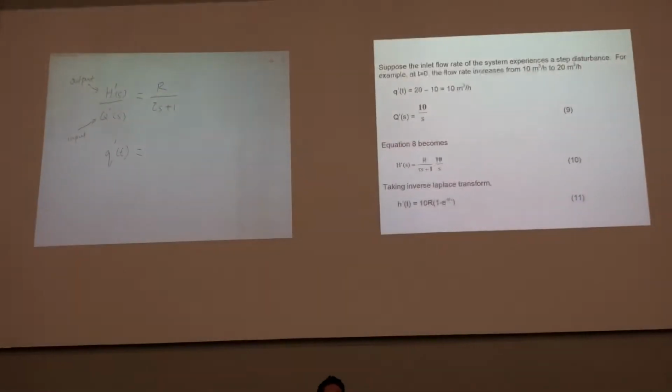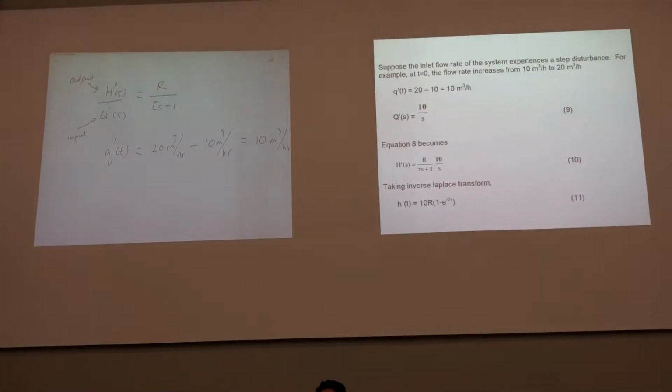So the level in the tank will definitely change, right? How does the level change? In terms of flow rate, the inlet is 20 compared to the original 10, and the original 10 is the steady state. So we have 20 meter cube per hour minus 10 meter cube per hour, which gives 10 meter cube per hour. We want to know, if the inlet changed from 10 to 20, what will happen to my tank level? The inlet is represented by Q prime, and Q prime is equal to 10 here.